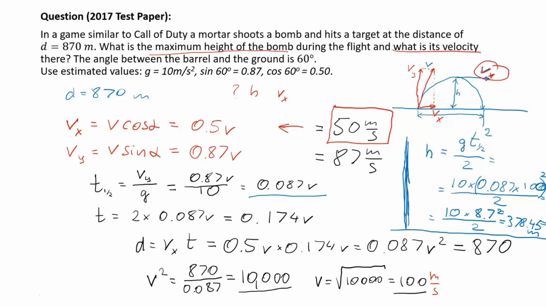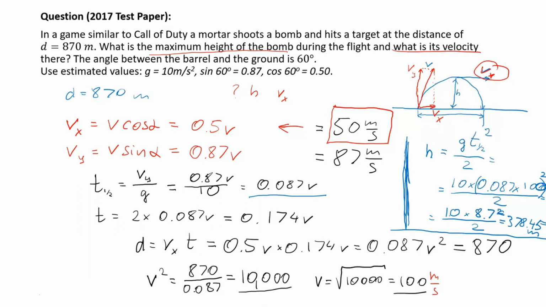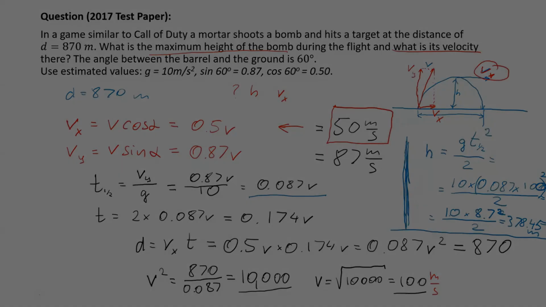This is squared. Okay, doesn't look like it, but all right. 10 times 8.7 squared over 2, it's 378.45 meters. That's the final distance. It's 5 to 11.